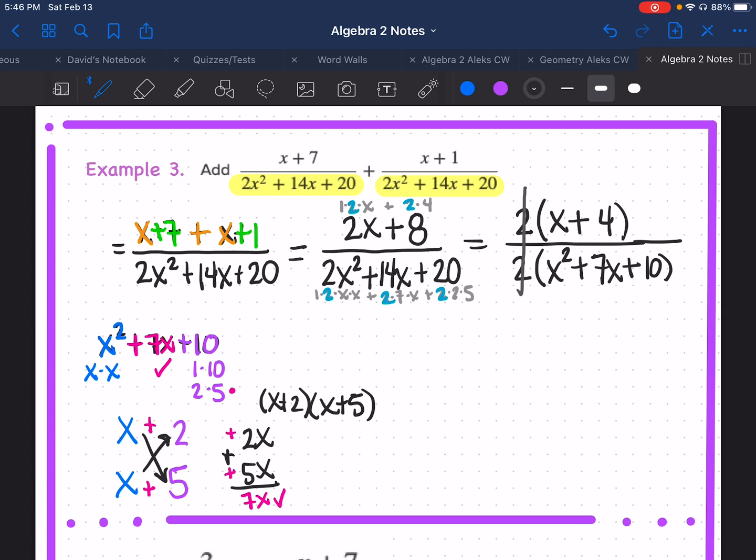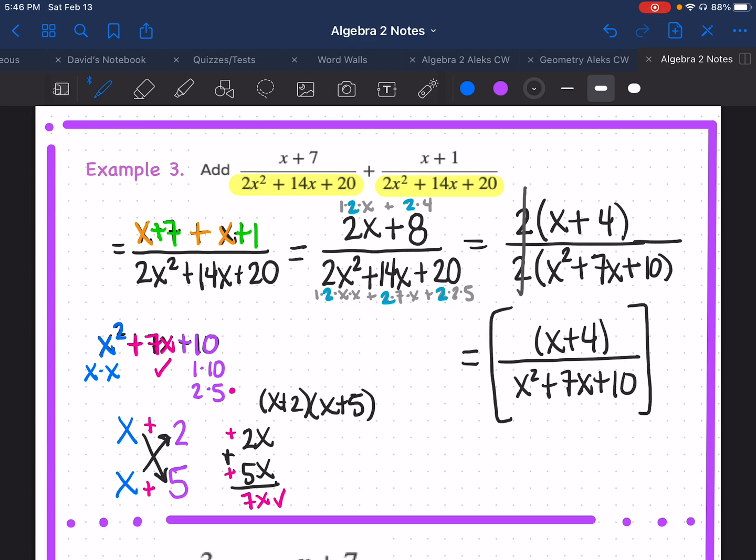And so my final answer, you could write it one of two ways. You could write it just like this, x plus 4 times x squared plus 7x plus 10. This is a perfectly acceptable way to write your answer. You could even take away the parentheses. Oops. Oh, I really messed that up, sorry. You could just leave it without the parentheses on the top as well.